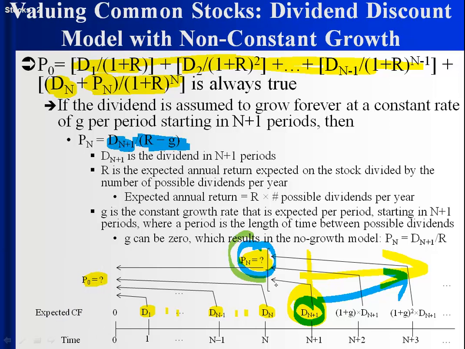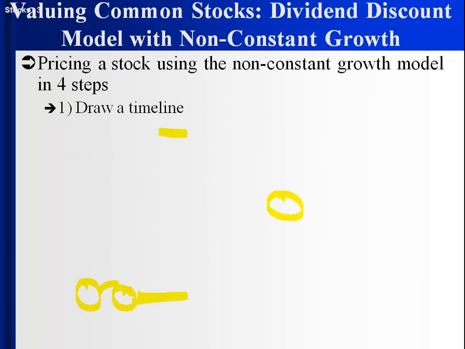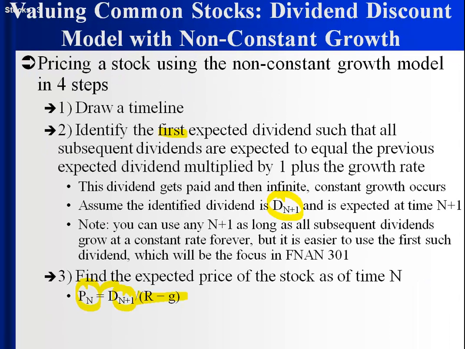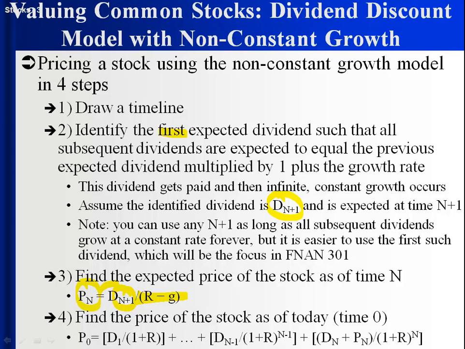Because here we are at time n, and what do we see? In one period, we've got this dividend, and then after that, the dividends all grow at a constant rate. So it's appropriate to use this model if we've got this dividend, and then after that, the dividends all grow at a constant rate. And so then finally, we just put it all together and we discount all of those dividends up to the point where we have this price.